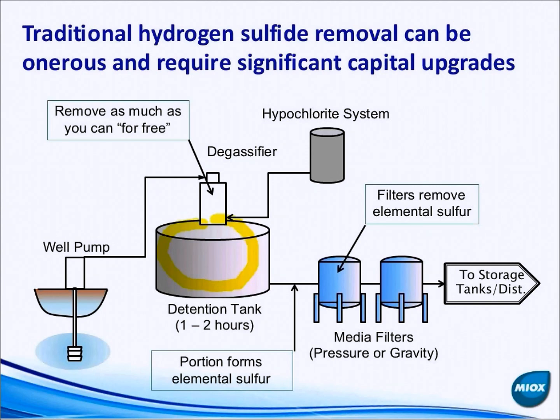That may be out of steel, maybe out of concrete. Depends. It's going to take a fair amount of real estate. You're going to dose chlorine just after the degasifier, and then from there go to your filters. And once again, that can either be gravity or pressure filters to remove the elemental sulfur, and then finally out to your distribution and storage tanks.